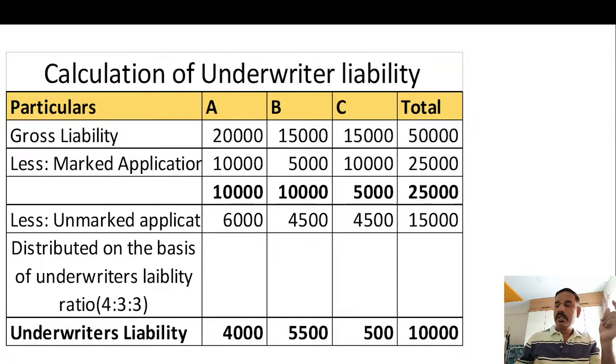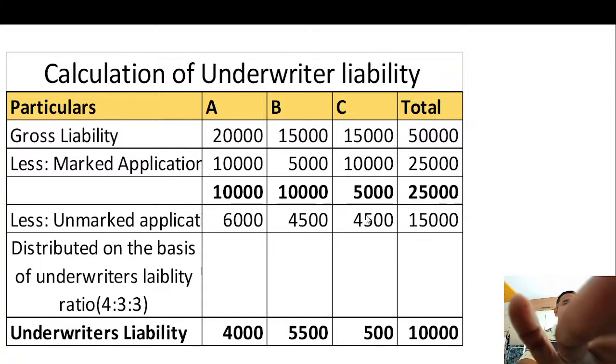So 15,000 into 40%, that is 6,000. Then again 15,000 into 30%, so that is 4,500. Then again 4,500. So you minus the unmarked applications also. So now actually what is the liability of underwriters? That is 10,000 minus 6,000, 4,000; 10,000 minus 4,500; sorry, 5,000 minus 4,500. So this is the total underwriters' liability. This type appears for a 5-mark question.